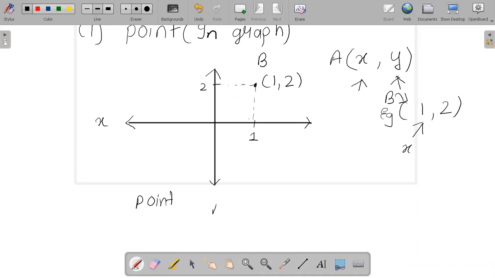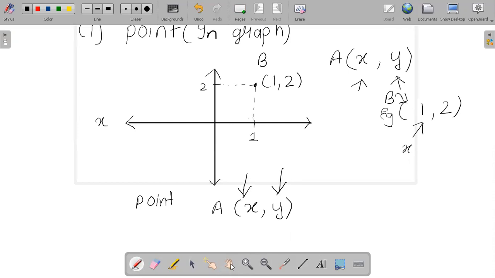In general, a point we denote by any capital letter. It is an ordered pair, x comma y. The x comes from the x-axis. The first component is called the x coordinate and the second component, or the second number, is the y coordinate.